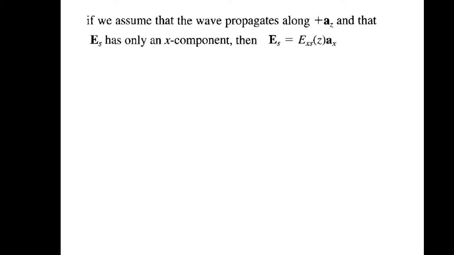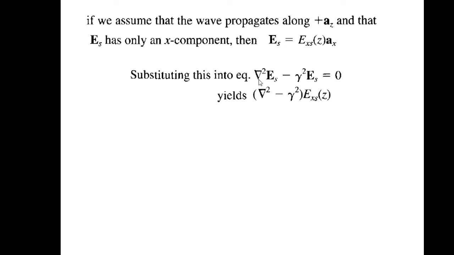And now we assume the wave is propagating in the z direction, and the electric field is in the x direction. So Exs will be a function of z, as the wave is propagating in only one direction, that is z. It is a function of z and its direction is x. The electric field has only an x component. So let's assume the phasor form of the electric field as Es is equal to Exs(z) Ax, where Ax is the unit vector in the x direction.